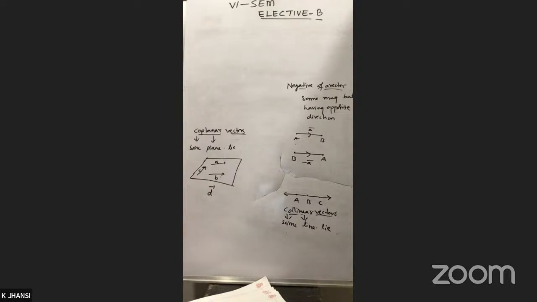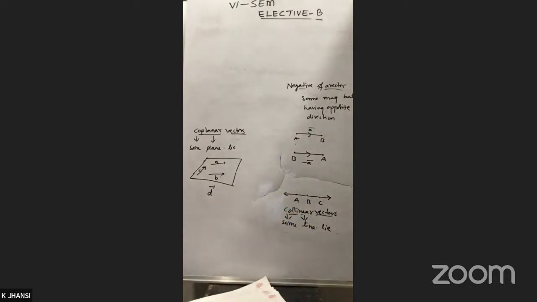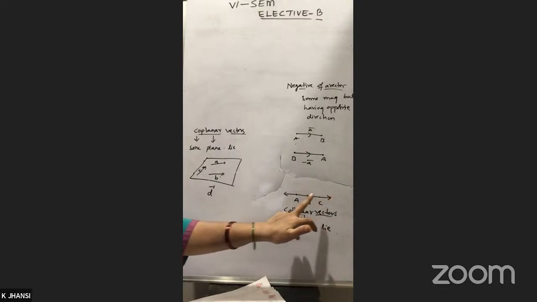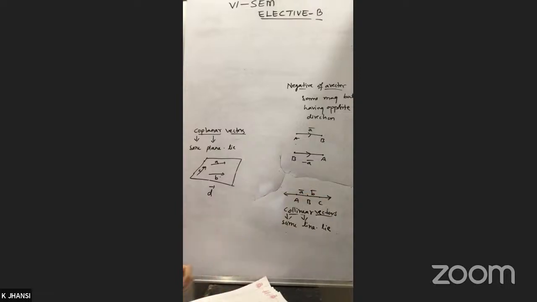So the main concept is that if they lie in the same plane, then we call them coplanar vectors. If they lie on only one line, then we call them collinear vectors. Vector A, vector B, the distance between A, B, B, C, and so on. So if they lie on the same line, those vectors are called collinear vectors. If they lie in the same plane, we call them coplanar vectors. The definition is there in the textbook.